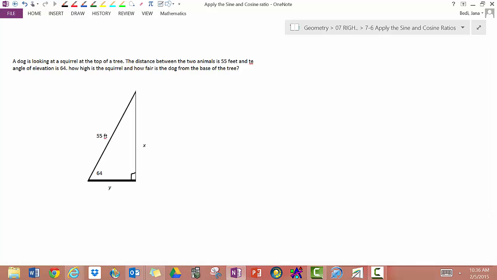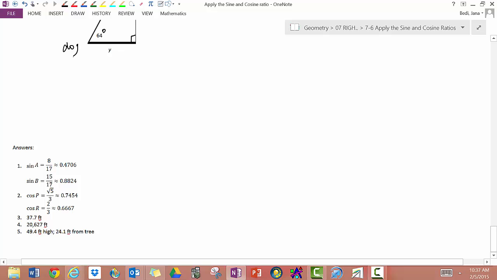A dog is looking at a squirrel at the top of a tree. So this is your squirrel and this is your dog. This is going to be 64 degrees. So you need to find x and y. You're going to set up your relationships and go ahead and do that. That shouldn't be a problem for you. Okay, good luck with the problems.